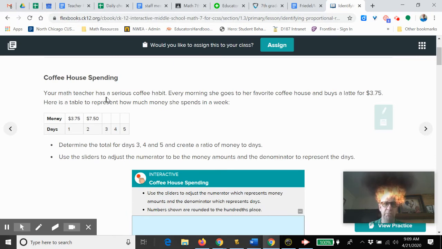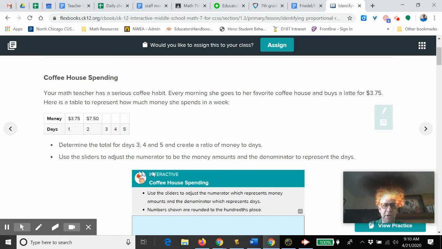Your math teacher, me, has a serious coffee habit. Every morning, he goes to his favorite coffee house and buys a latte for $3.75. I think they're probably talking about Mrs. Lundstrom. She likes to go to Starbucks. Anyhow, they've made a table here. One coffee, $3.75. Two coffees, $7.50. You know how they got that, right? Determine the total for days 3, 4, and 5. You put your answer in there.